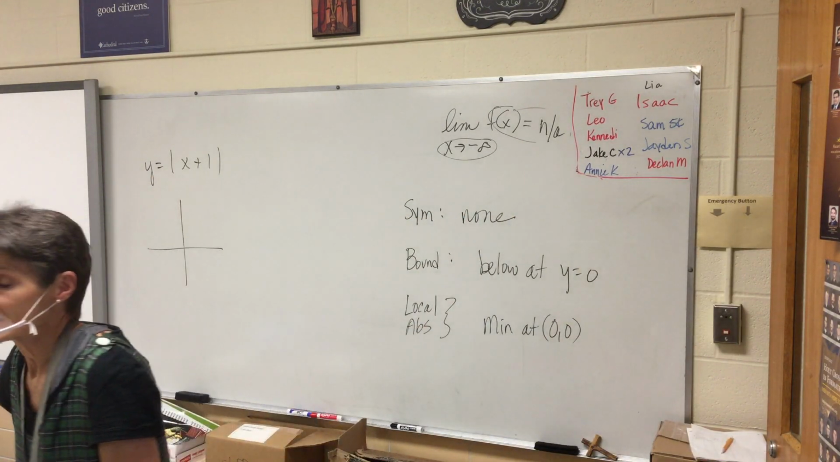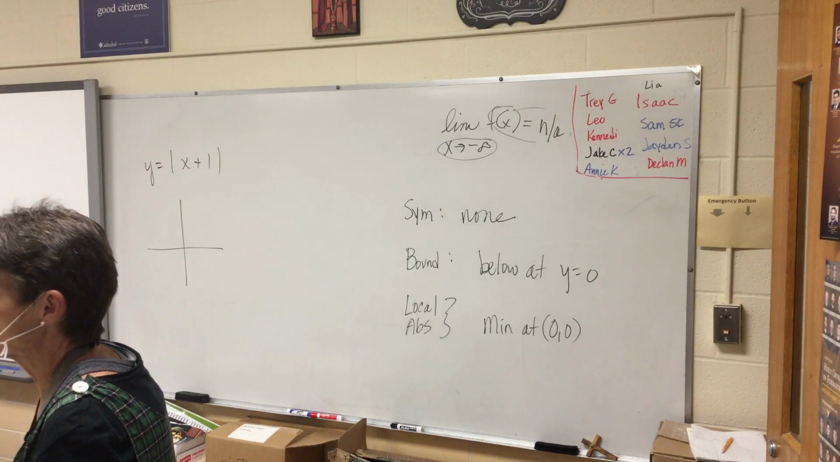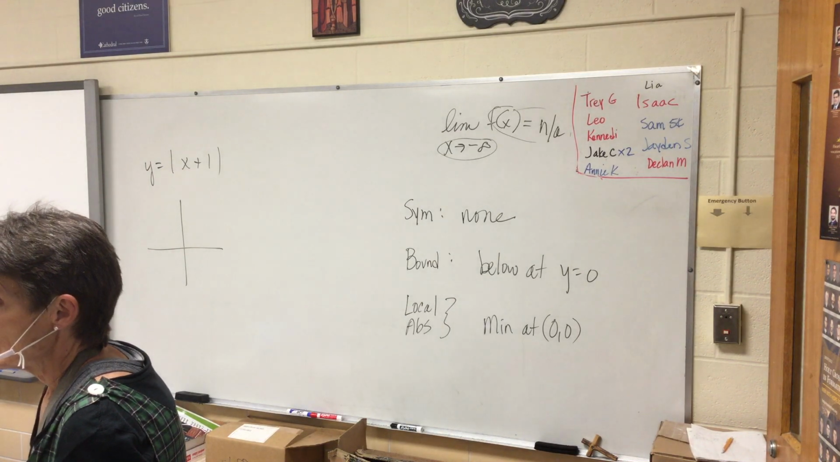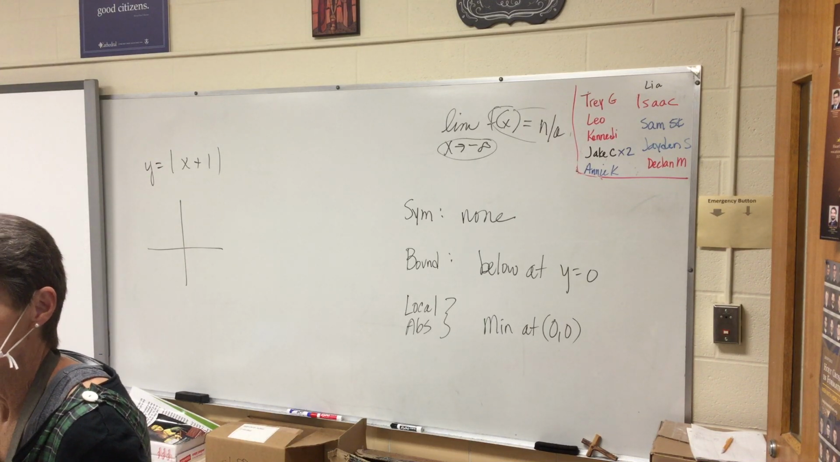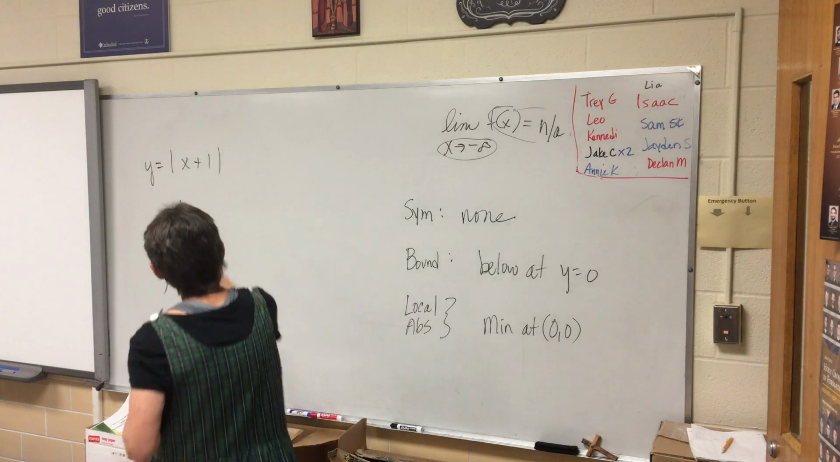So this is a V. What's this look like? Instead of V'ing from the origin, it's going to V from -1.